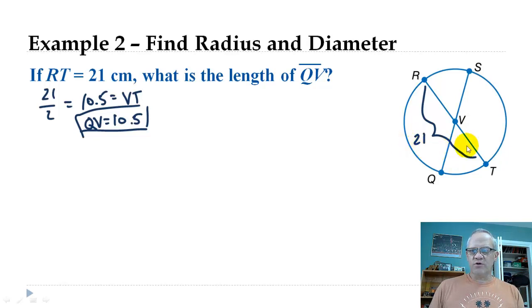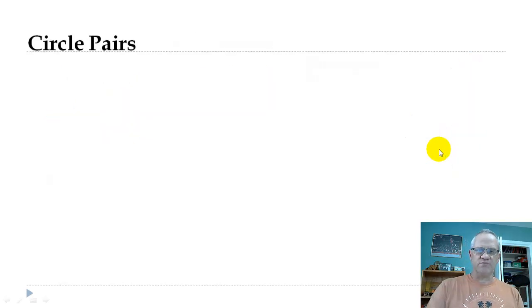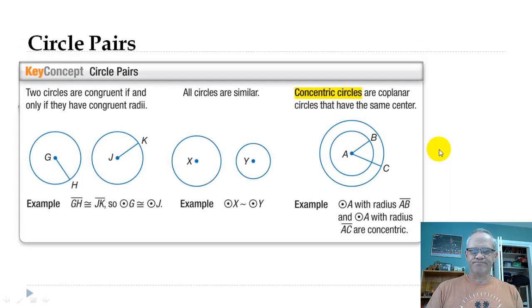Likewise, if you're given the radius, if you knew that VT was 5, then if you wanted to find QS, you could just double it to get 10. So again, just back and forth, either divide by 2 or multiply by 2.